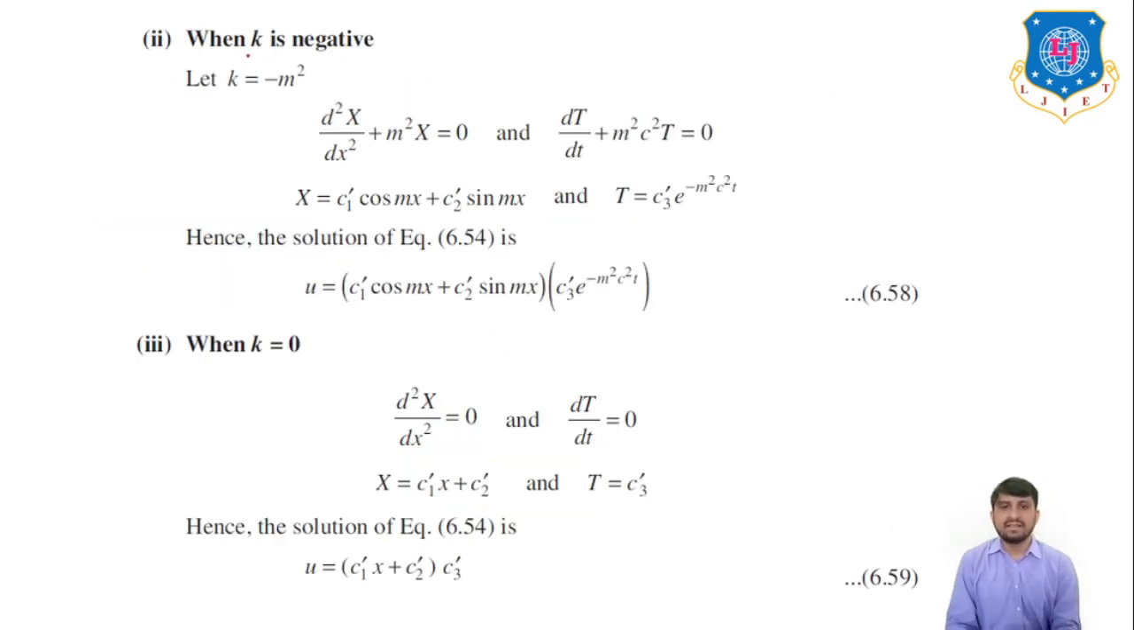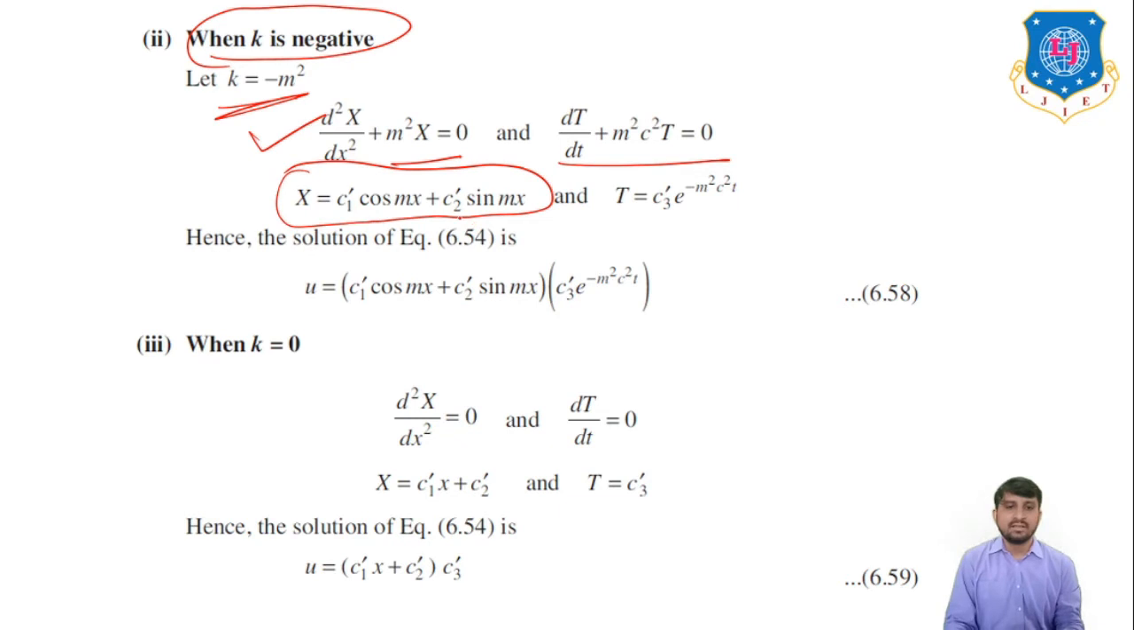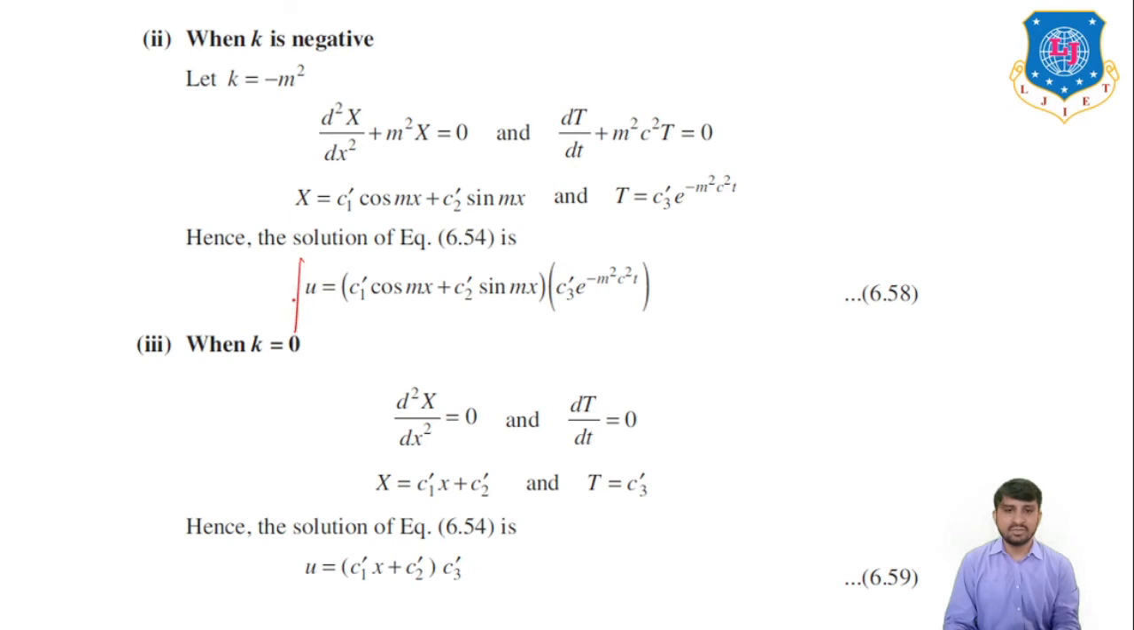Right, now when k is negative, k is equal to minus m square, as we discussed in the wave equation. Here we get complex roots because k is equal to minus m square, that is a negative root. Okay, so d square X by dx square plus m square X is equal to 0, and dT by dt plus m square c square T is equal to 0. So X is equal to c1 dash cos mx plus c2 dash sin mx, and T is equal to c3 dash e raised to minus m square c square t. So the solution of equation 6.54 is u equal to c1 dash cos mx plus c2 dash sin mx, times c3 dash e raised to minus m square c square t.